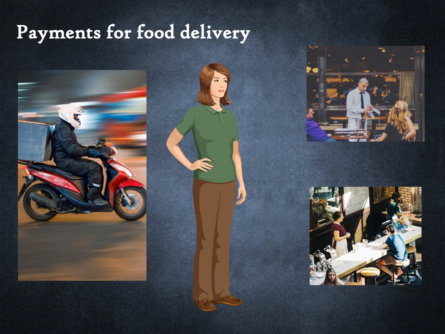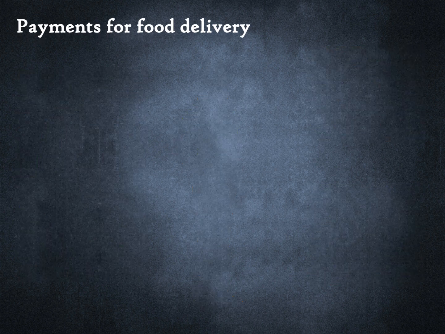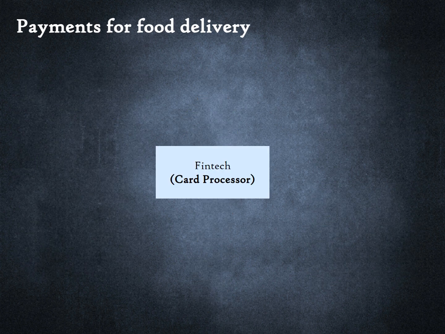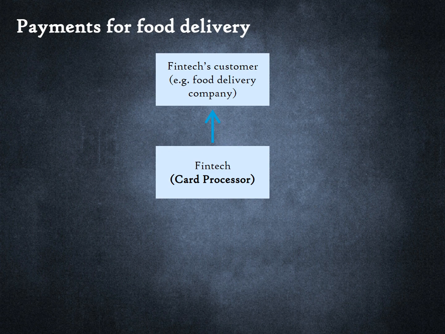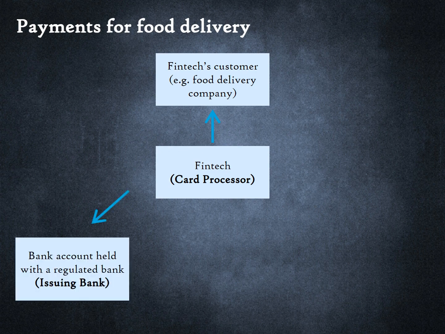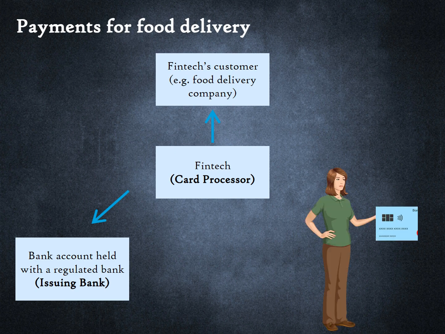Her employer can give all delivery employees a business credit card. But this is risky, since there is no easy way to stop someone from using the credit card for personal expenditure. Further, many food deliverers may not even be employees but contractors. Enter a payments-focused fintech whose customer is the food delivery company. The fintech opens a bank account with a regulated bank. The bank issues credit or debit cards which are handed over to the food deliverers. So far, nothing is different from the legacy process.